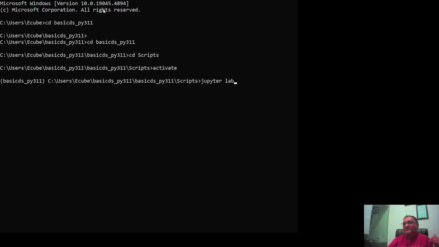I am doing this step sometimes in between so that you don't forget this good habit of creating a virtual environment and doing all the related tasks in one virtual environment. If you are doing some other project, then create a new virtual environment for that. This is my project. I am developing a data science course, so I have created a virtual environment named basic_ds. DS stands for data science.